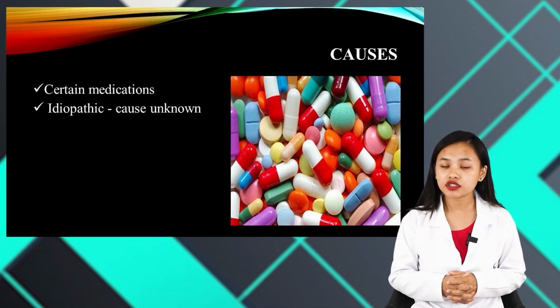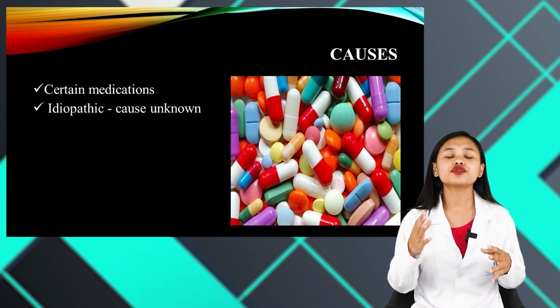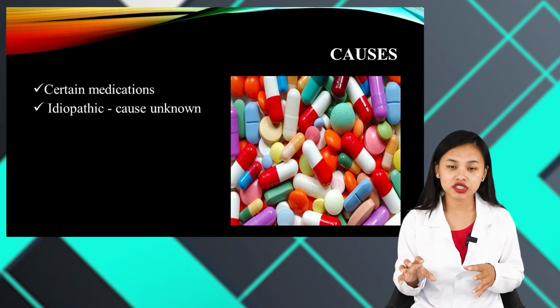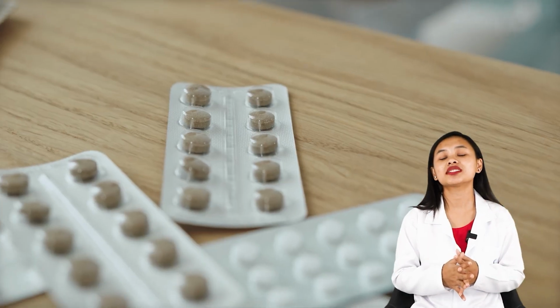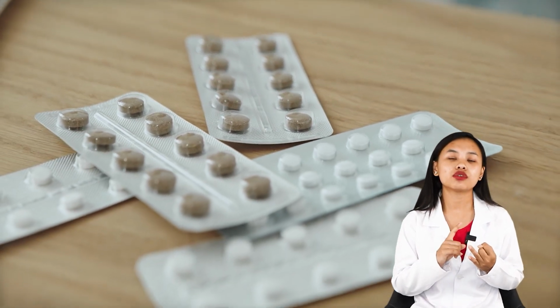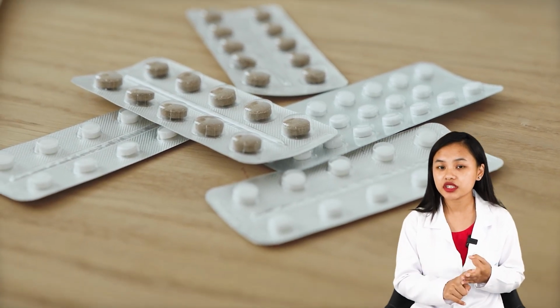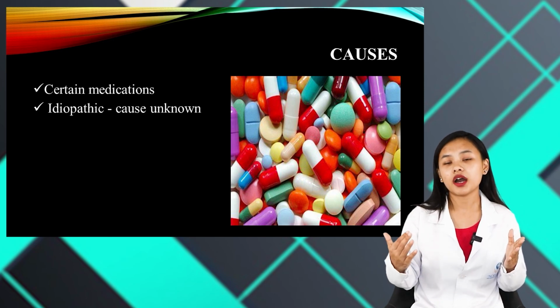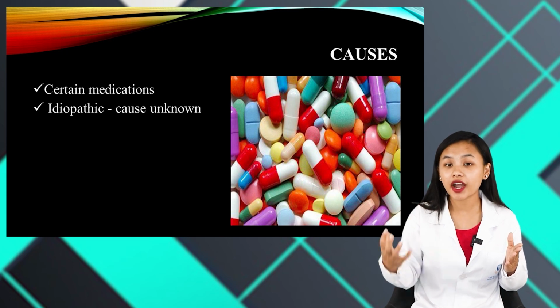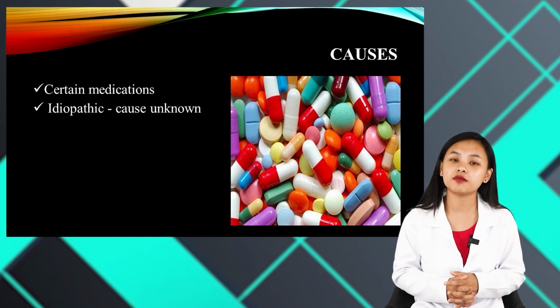So what are the causes of constipation? The first one is medications. If a person is under certain medications such as tranquilizers, anticholinergics, antidepressives, antihypertensive drugs, opioids, or even irons, then this could lead one to suffer from constipation. The second cause is idiopathic, whereby we might not be able to find out the cause. Here the cause will be unknown.